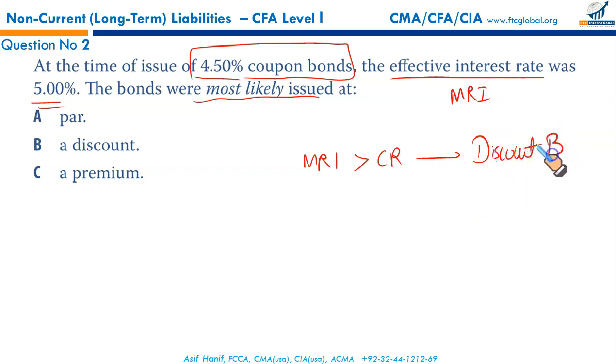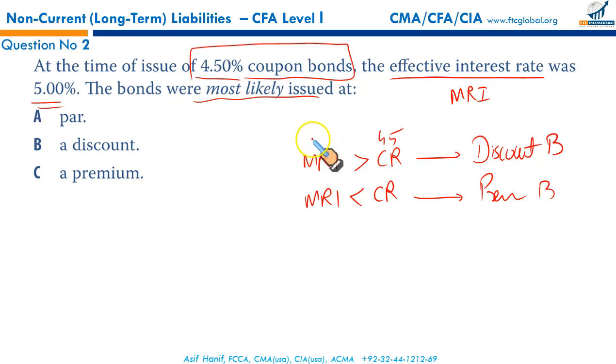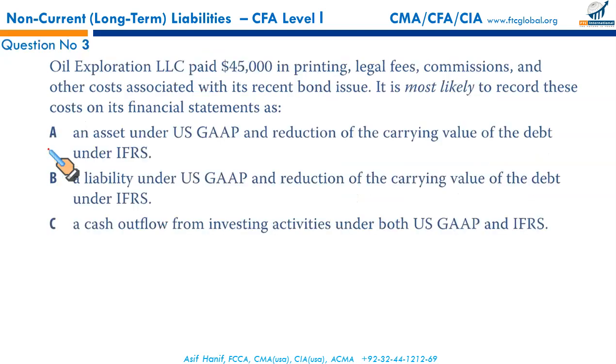It's a discount bond. But if the market rate of interest is less than the coupon rate, in that case the bond is a premium, and that we discussed a little while ago. So since your offered rate is 4.5%, whereas the market interest rate or effective interest rate is 5%, your bond will be a discount bond. That's B. All right.